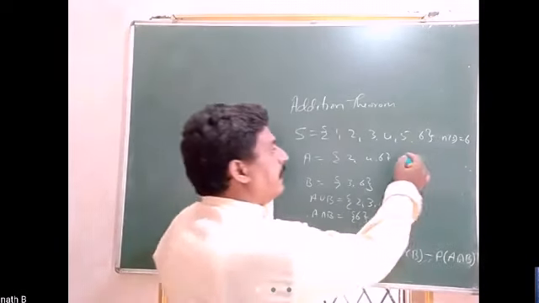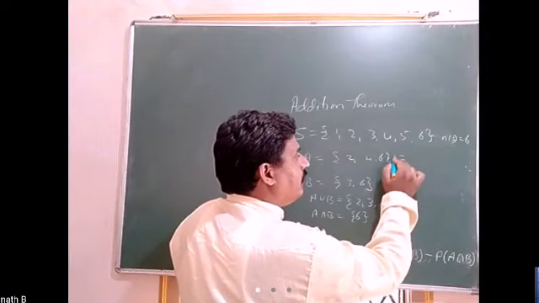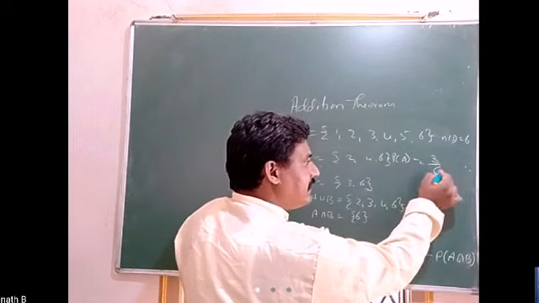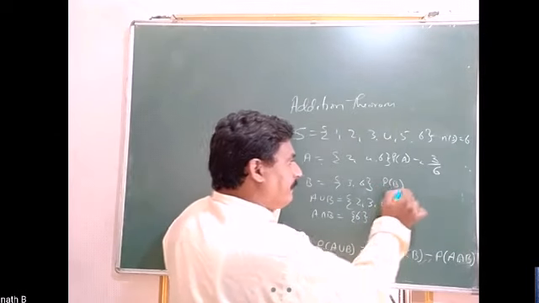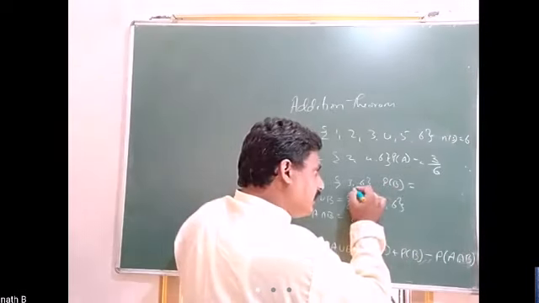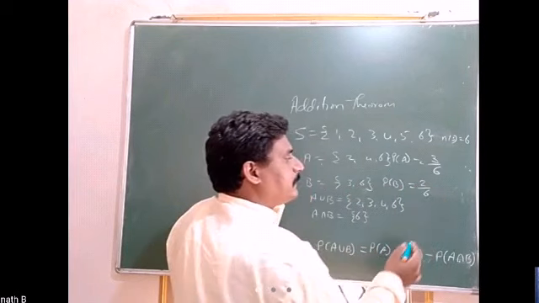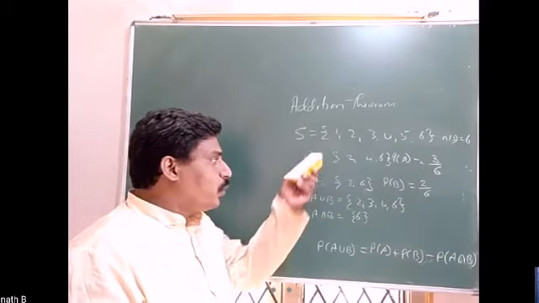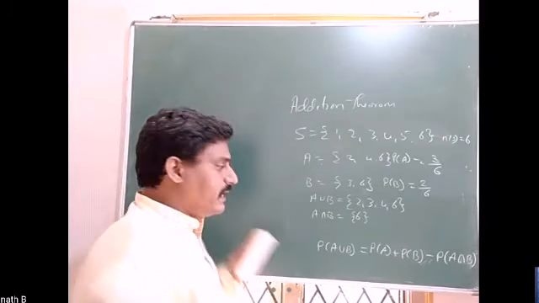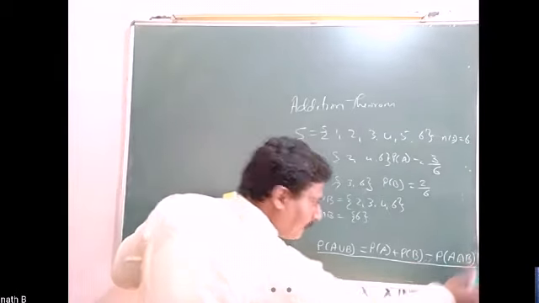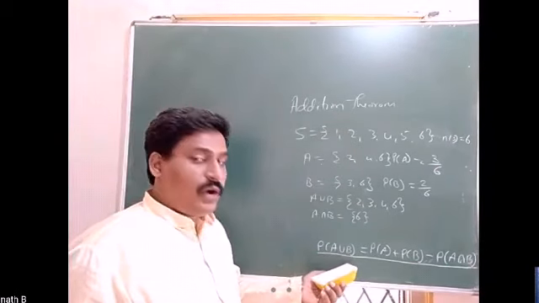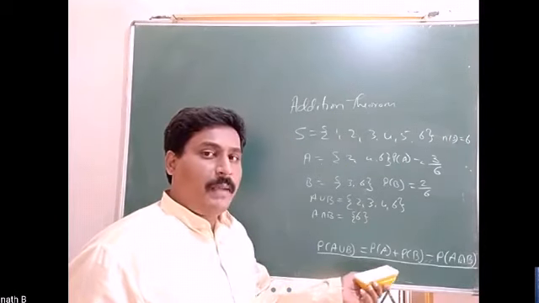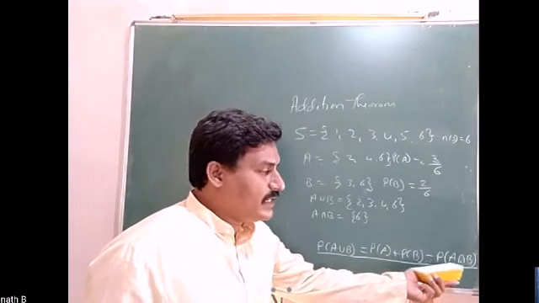So the probability of getting event A, which is 2, 4, 6, is 3 by 6, and the probability of B, which is 3, 6, is 2 by 6. The probability of getting at least one of these two will be given by this formula: P of A union B, or P of A or B, is equal to P of A plus P of B minus P of A intersection B.